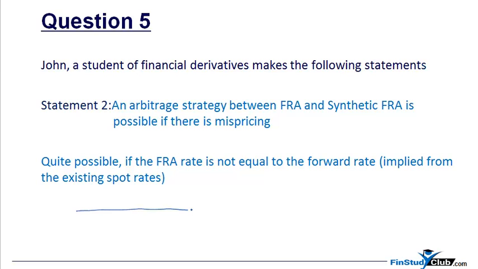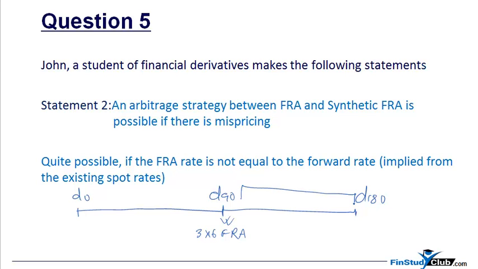So let's say this is D0, this is D90, and this is D180. So day 0, day 90, day 180. Now I look to enter into an FRA which is a 3x6 FRA. So that's an FRA which expires here and where the underlying loan is for this period. And this FRA is available to me at 5%.